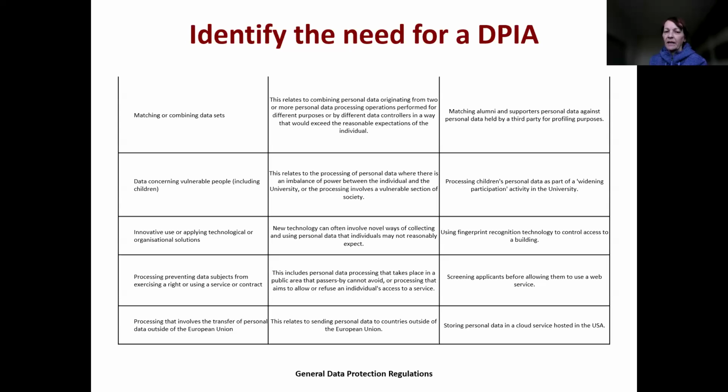It's processing that takes place in a public area that passers-by cannot avoid effectively. Processing involves the transfer of personal data outside the European Union. So the example given there is actually in the USA, and this could really change. So we could possibly take out the USA at the moment because we do have an adequacy agreement with them.